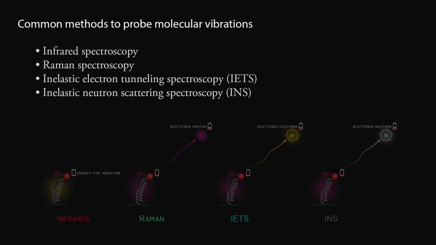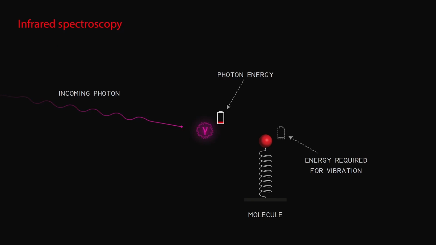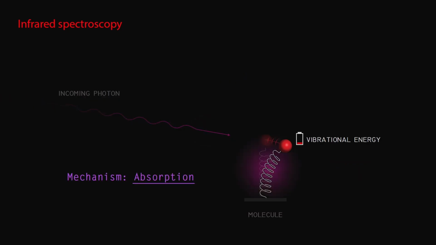For a brief overview how they work, let's start with infrared spectroscopy. Here we have our molecule and it requires a certain amount of energy to perform a specific vibration. This energy happens to be in the infrared range, and if a photon with exactly this energy arrives at the molecule, the photon is absorbed and its energy transferred to the molecular vibration. The energy transfer mechanism for infrared spectroscopy is absorption.